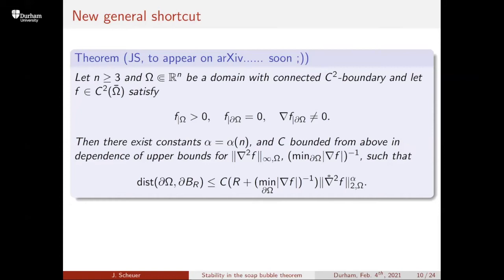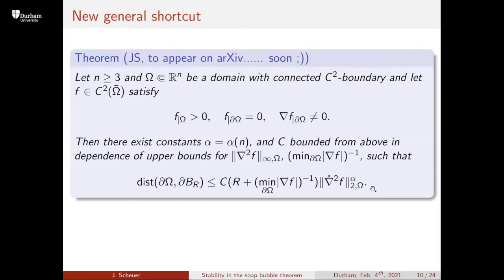The estimate is as follows. Maybe focus first on the estimate, because that is what it's all about. It says that you can estimate the distance of the boundary to a sphere by the L2 norm of the Cauchy-Schwarz deficit. So this is basically what we all expected after what I've told you before.